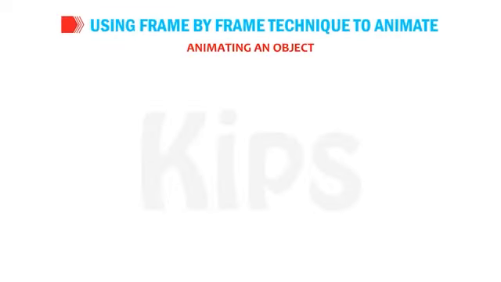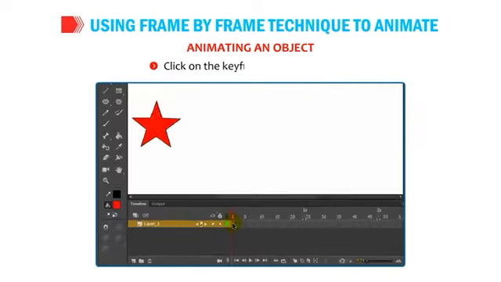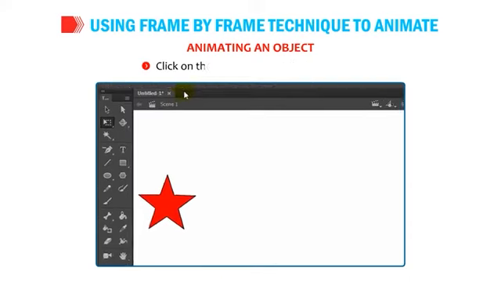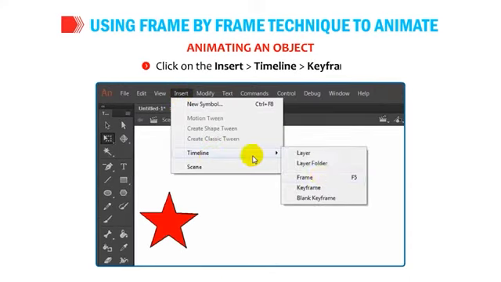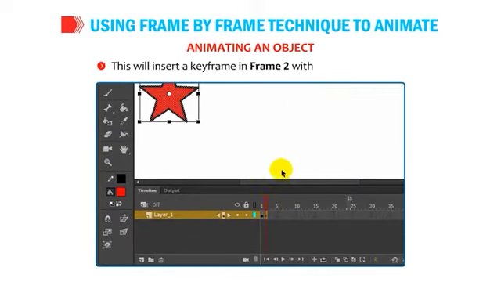Animating an object. Let us animate the star that you have drawn across the stage. Click on the keyframe dot in layer _1. The animation will begin from this particular frame. Now select the second frame in the timeline. Click on the Insert, then Timeline, then Keyframe. This will insert a keyframe in frame 2 with a copy of the star.